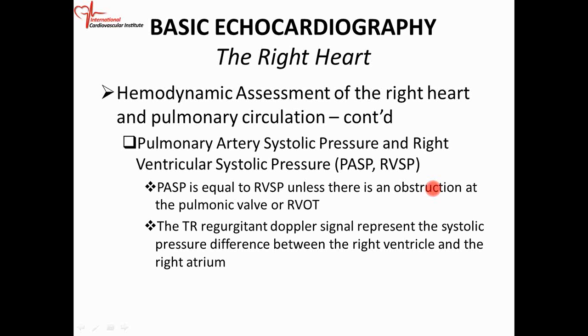Okay, in our hemodynamic session, remember, you need to get PI. You need to have pulmonic insufficiency, and you want the end diastolic velocity. So it's 4v squared, using the v as the end diastolic velocity, and you're going to add the right atrial pressure to that, and that's the pulmonary artery diastolic pressure. So again, pulmonary artery systolic pressure is equal to the right ventricular systolic pressure unless there's an obstruction at the pulmonic valve or right ventricular flow tract.